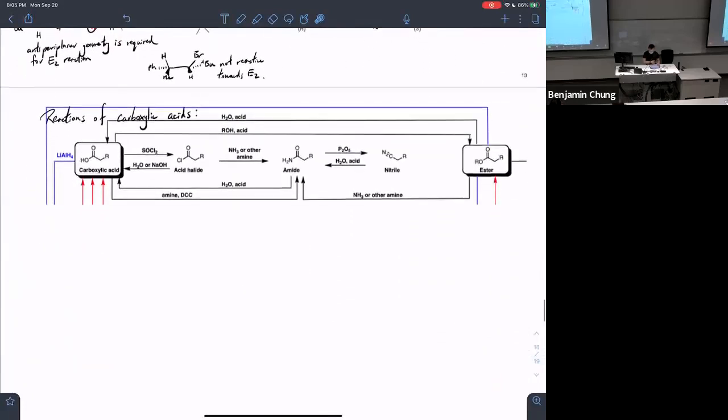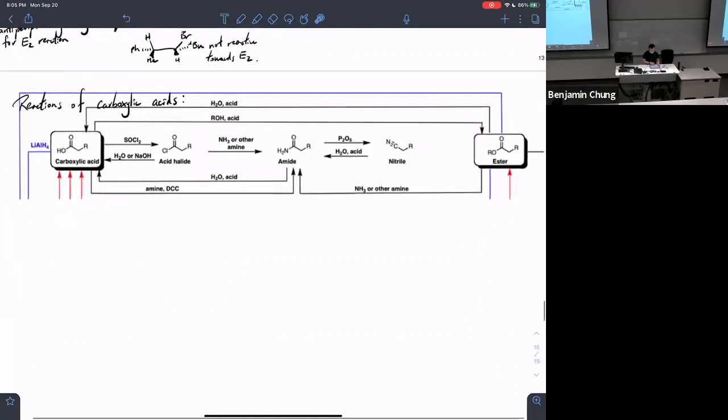Okay, so just to wrap up the functional group reactivity, reactions on carboxylic acids. With a carboxylic acid, you can generate an acid chloride by using thionyl chloride, like that. That's what an acid chloride looks like. You can also hydrolyze it back with base or water to give you back the carboxylic acid. You can do a peptide coupling with an amine and DCC to give you the corresponding amide. You can also get the amide from an aminolysis with the acid halide.